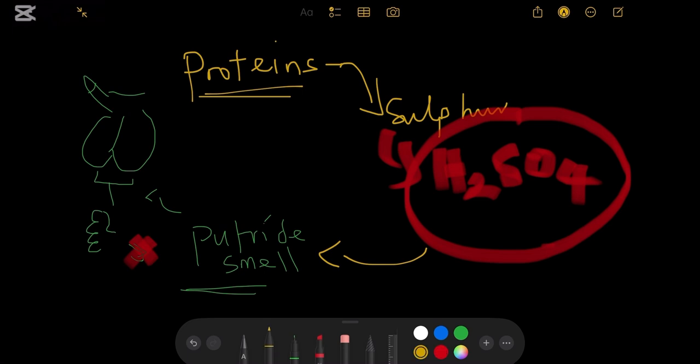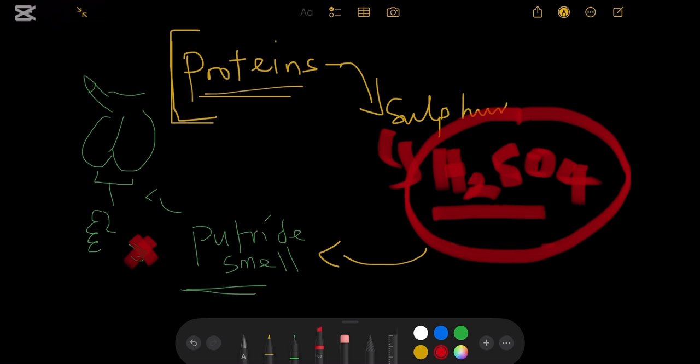Why? Because it is caused by the anaerobic breakdown of these proteins, releasing what? Sulfur. And when sulfur is released, H2SO4. And when H2SO4 is released, we're expecting that putrid smell.